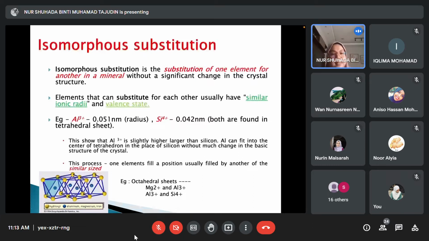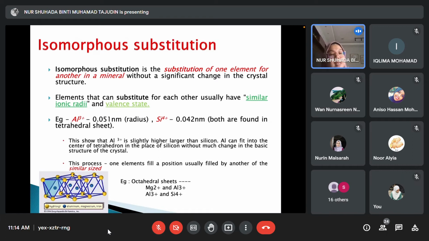The elements can be substituted for each other, usually those that have a similar ionic radius and valence state. For example, just now I said at the center is aluminium, but in isomorphous substitution, silicon can sit at the aluminium position. Okay, so the silicon will substitute. Sorry, it's the other way around. This aluminium can substitute the silicon space.